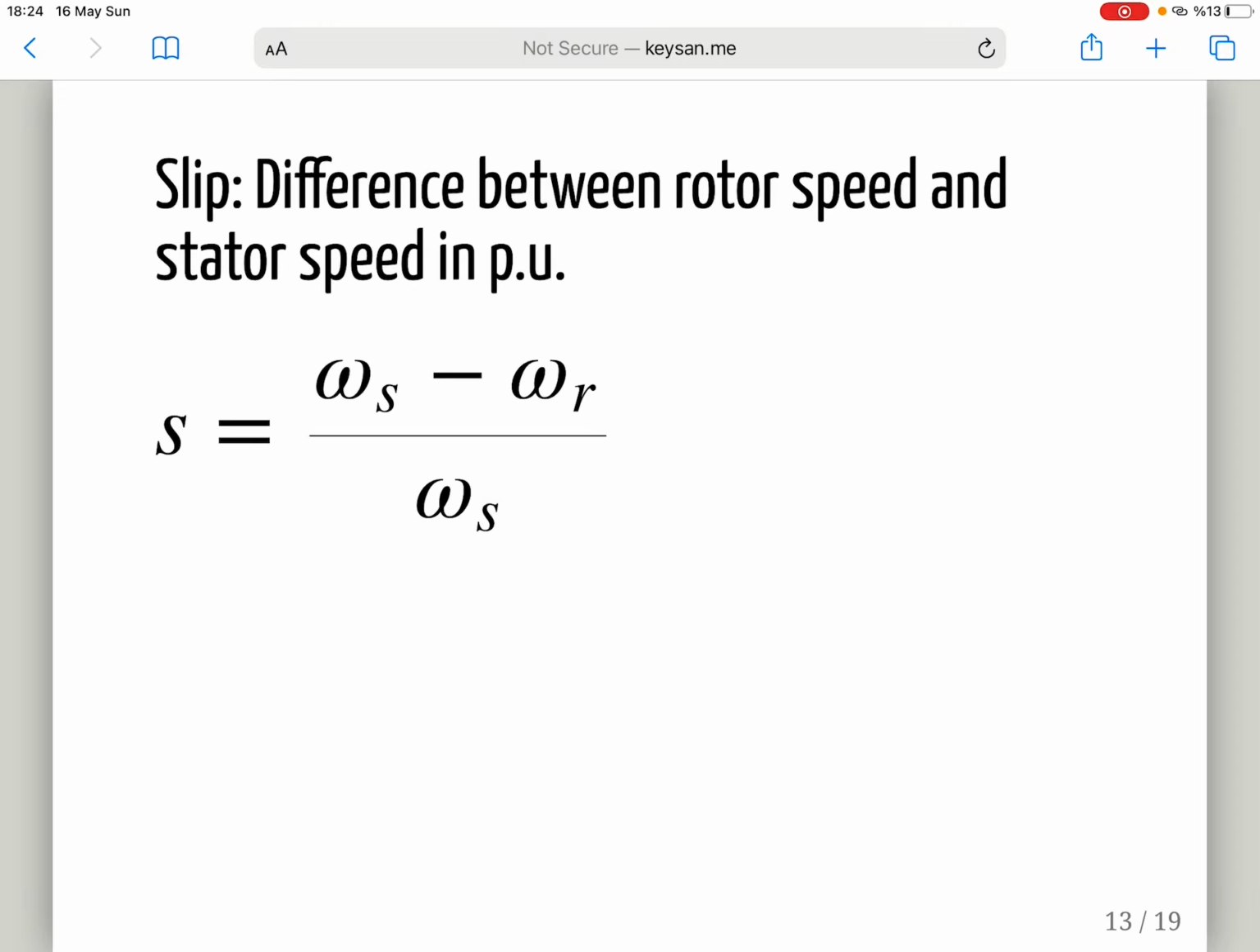So in technical definition, slip is omega s minus omega r, with omega r being the rotor rotational speed, divided by omega s. So what does it mean? You can write the same thing in terms of RPM. So it is ns, the rotational synchronous speed in RPM, and nr is the rotor speed in RPM. The difference between these two is normalized with respect to ns, per unit system. I will give you a couple of examples and it will be more clear.